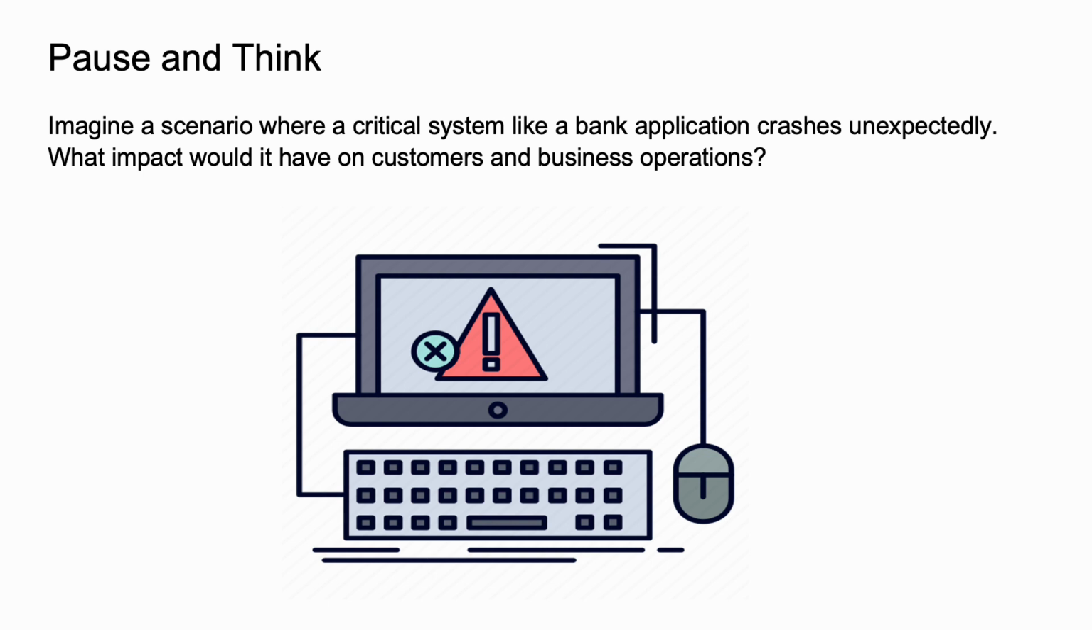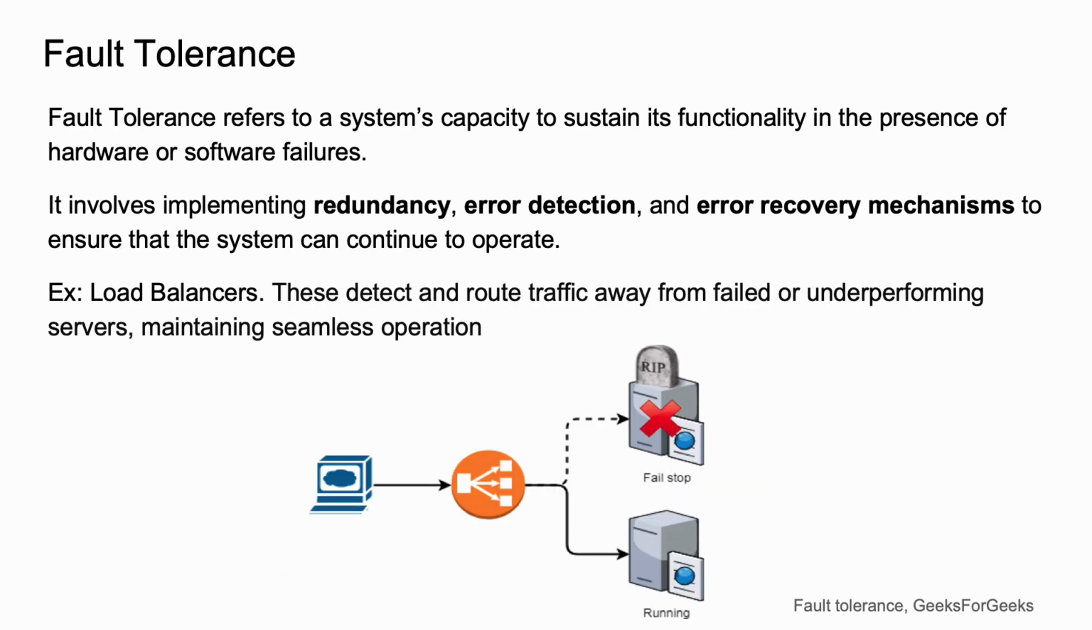Operational delays might happen, affecting project timelines and increasing overhead costs as efforts are redirected towards addressing the issue. Additionally, the company's reputation may suffer, with customers experiencing dissatisfaction. So, what can we do to resolve this issue? To avoid these kinds of scenarios, we have to make sure our system is fault tolerant.